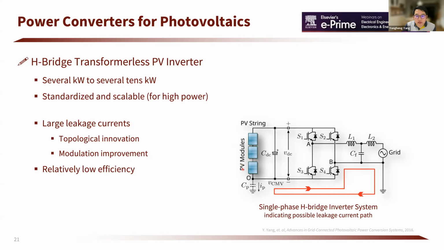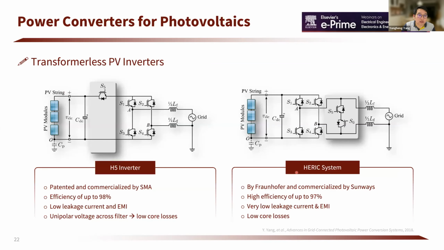And for these H-bridge based transformerless inverters, the typical power level is a few or several kilowatts to several tens of kilowatts, and this is the standardized solution. You can easily scale it up for higher power, but the efficiency is relatively low compared to other transformerless solutions. For example, like this H5 inverter, the efficiency can be up to 98%. For this Heric inverter system, the efficiency can be up to 97%.